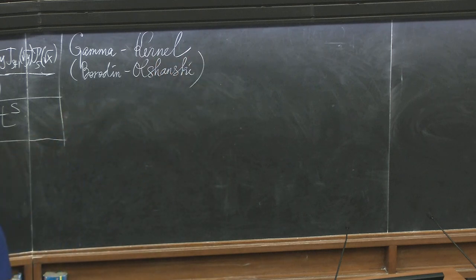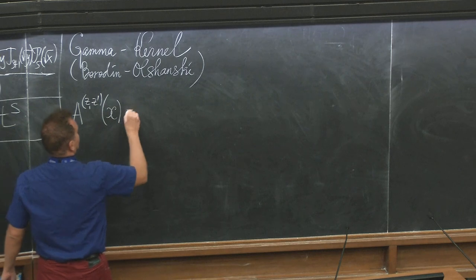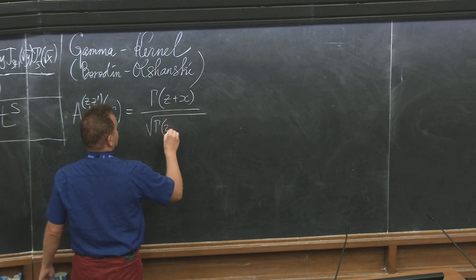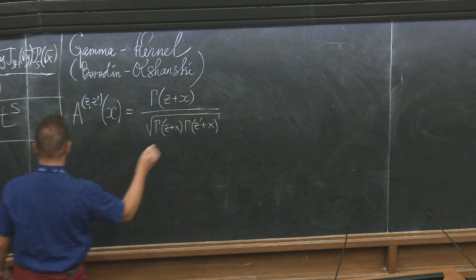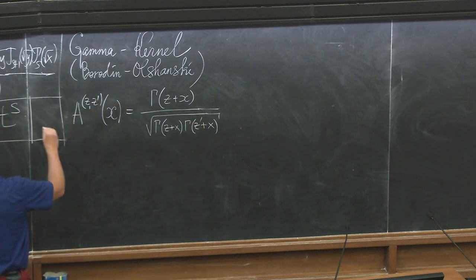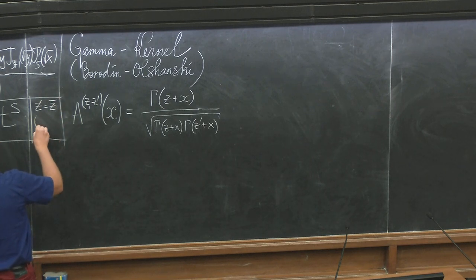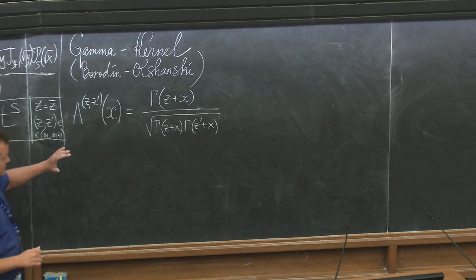So it is again an integrable expression with gamma functions. So I will write A_{z,z'}(x) as Γ(z+x) over the square root of Γ(z+x)Γ(z'+x). I write it in this way so that this expression is well defined, as we saw in the talk of Pierre, either when z' is equal to z bar, or when z, z' all lie in the same interval (m, m+1). There is also a discrete series, but let's skip that for the time being.